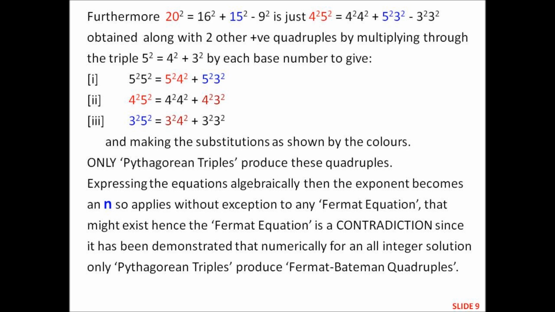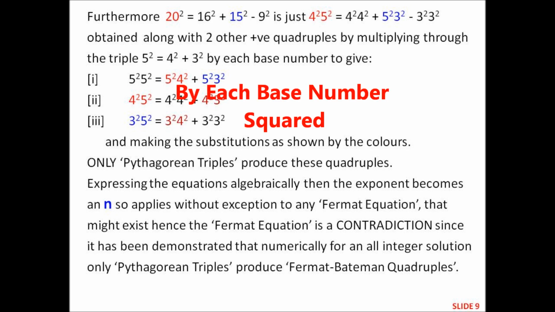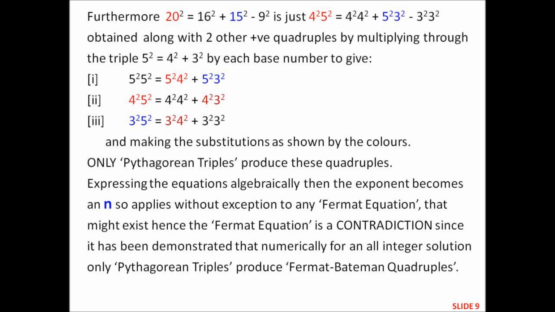Furthermore, 20 squared equals 16 squared plus 15 squared minus 9 squared is just 4 squared 5 squared equals 4 squared 4 squared plus 5 squared 3 squared minus 3 squared 3 squared, obtained along with two other positive quadruples by multiplying through the triple 5 squared equals 4 squared plus 3 squared by each base number to give the following three equations, and making the substitutions as shown by the colours. Only Pythagorean triples produce these quadruples.